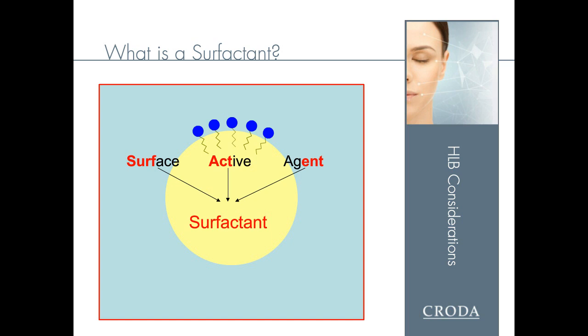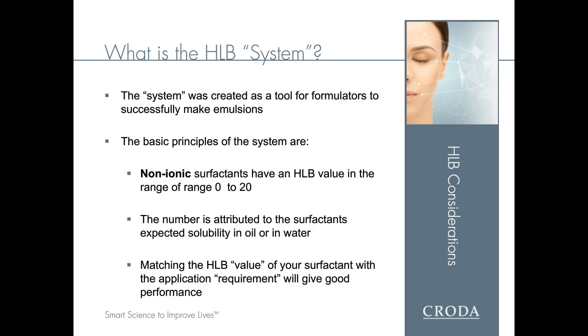The HLB system was created as a tool for formulators to make emulsions. The basics of the system are that non-ionic surfactants each have an HLB value between 0 and 20. This does not apply to anionic, cationic, or amphoteric surfactants. This HLB value correlates to the surfactant's expected solubility in oil or water. If the HLB value of your surfactant matches the application or formulation requirement, which I will explain more about later, then you will get good surfactant performance.